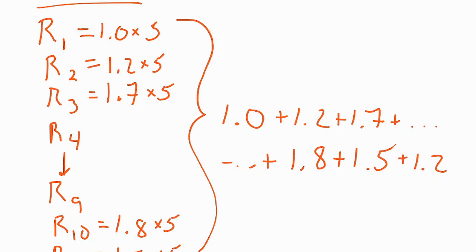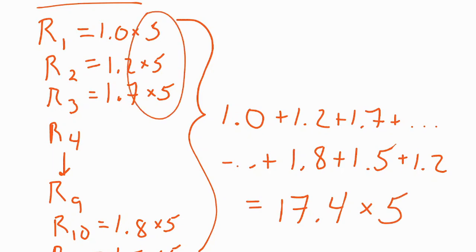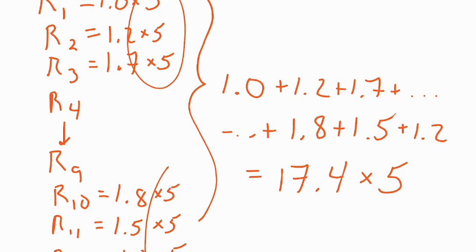Now, when you add all these up, you get 17.4. But don't forget, you have to multiply by 5. You have to multiply by 5 because that's the other dimension, right? That's the other dimension of each rectangle. So we take 17.4 times 5, and that gives you 87. Now, it would be nice if 87 was my final answer.